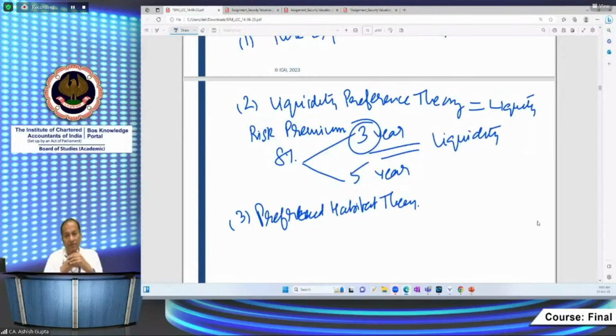Sometimes in a market, it may be possible that the demand for long-term bonds is more than for short-term bonds. So it may be possible that your slope will be upward sloping, but it may also be reverse. The demand for short-term bonds may be lower or higher than for longer-term bonds. So in that case, what happens?